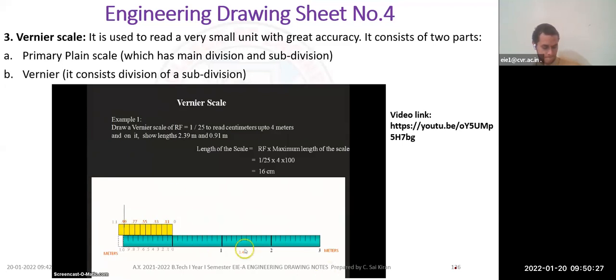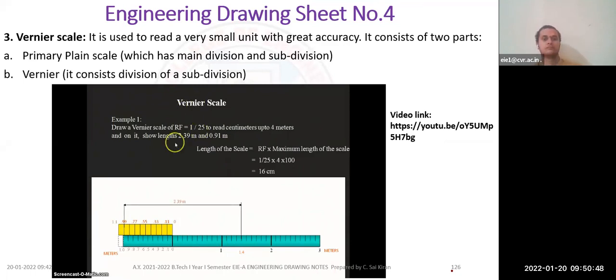So 1.4 means here the value is 1.1, 1.2, 1.3, and 1.4. And from the 1.4, draw a vertical line. Okay, so this much distance will be equal to 2.39. So then draw a dimensional line and represent 2.39.